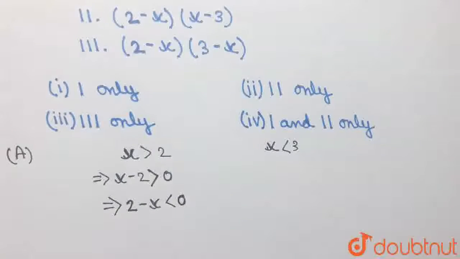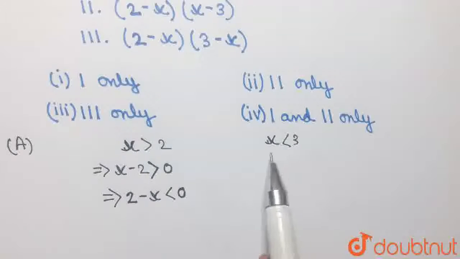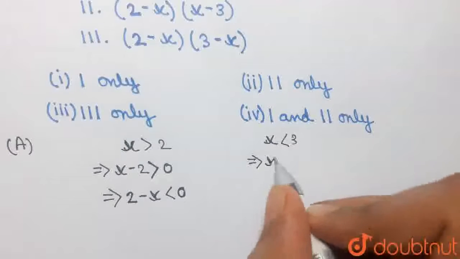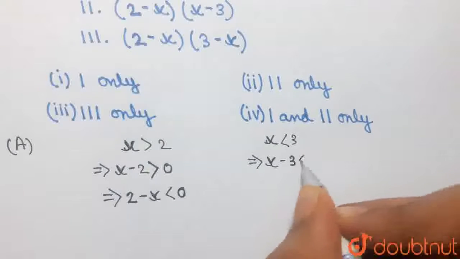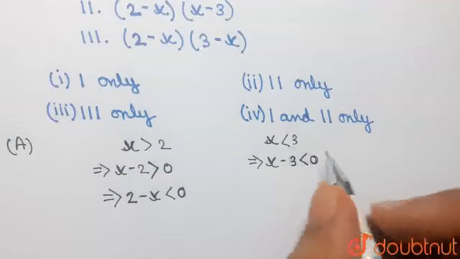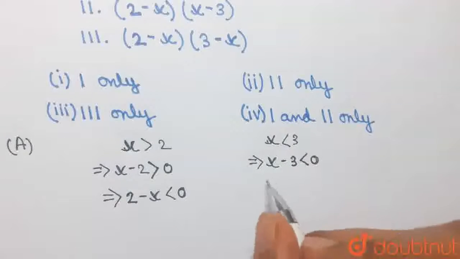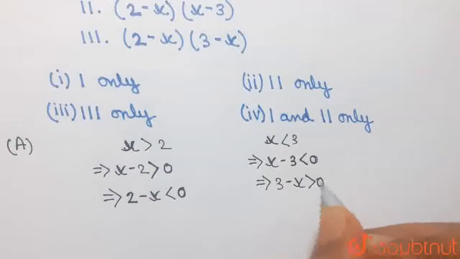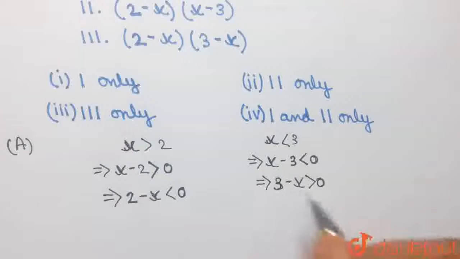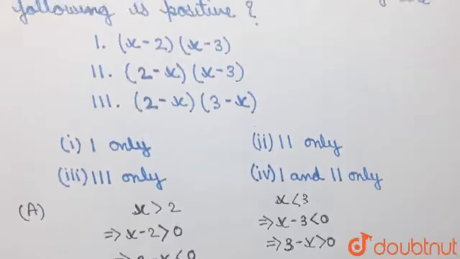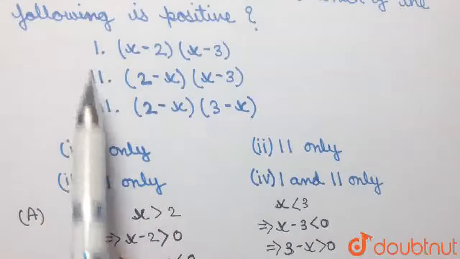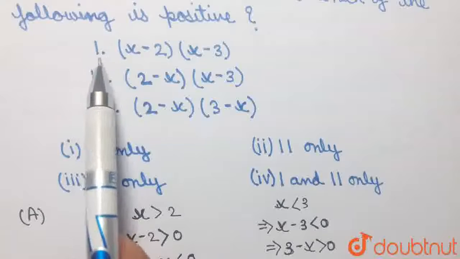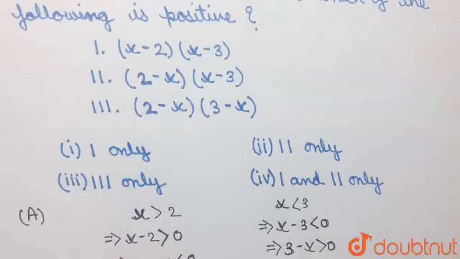Similarly, in the inequality x less than 3, if we take 3 to the left hand side, we can write that x minus 3 is less than 0. And taking x to the other side, we can write that 3 minus x will be greater than 0. Okay, so now we have to investigate which of these three given expressions are positive. Starting off with expression number 1, which is x minus 2 into x minus 3.